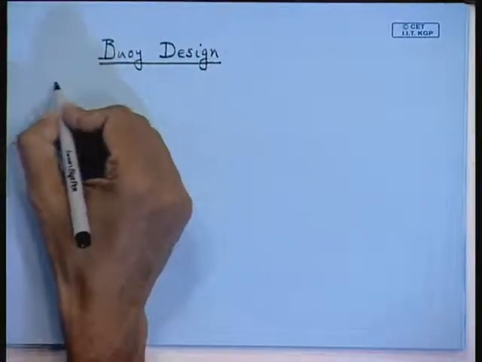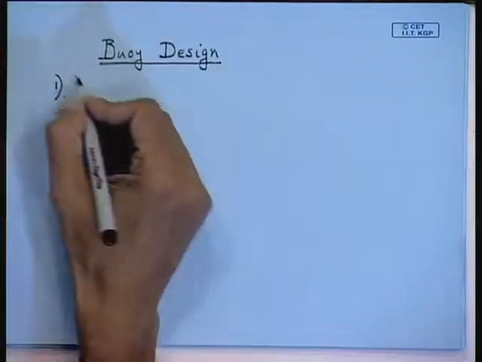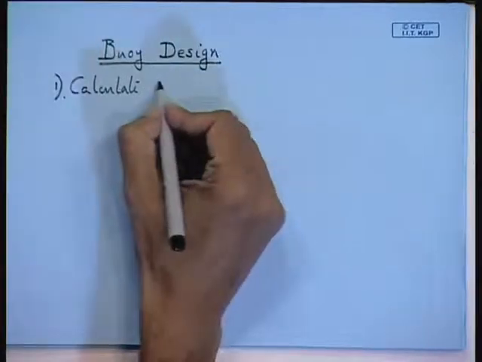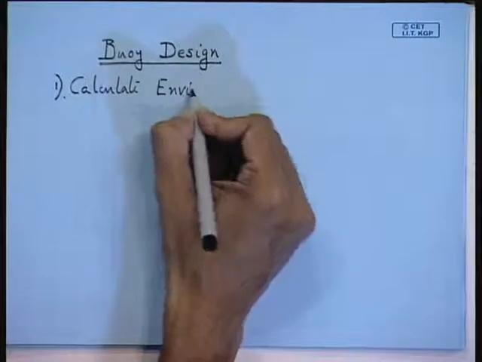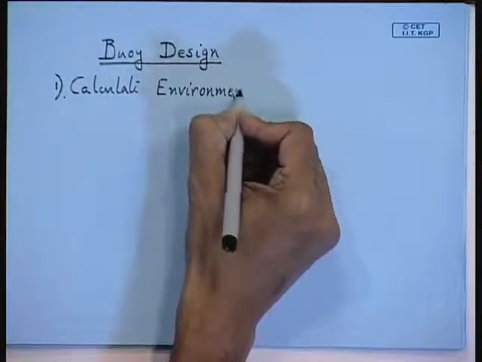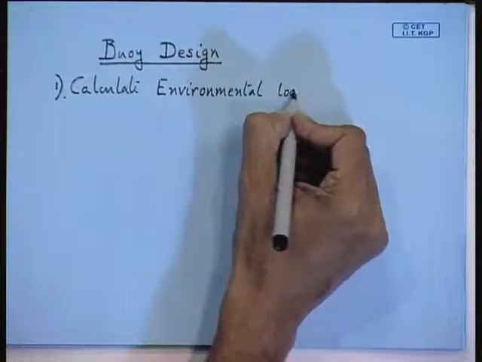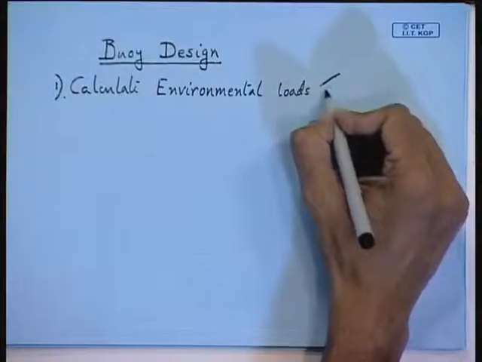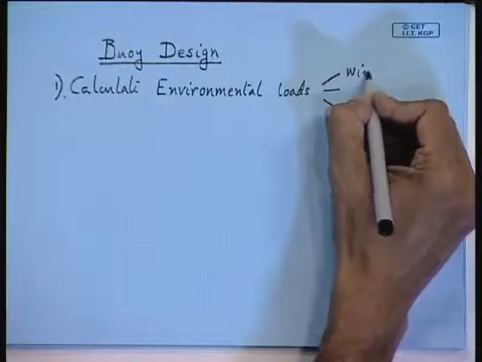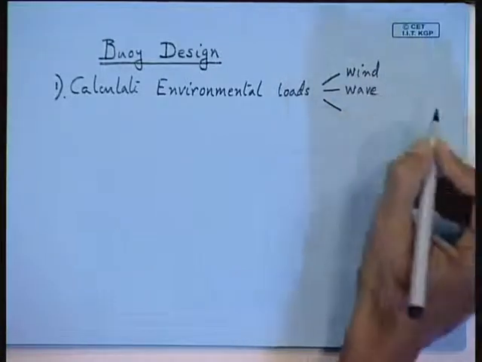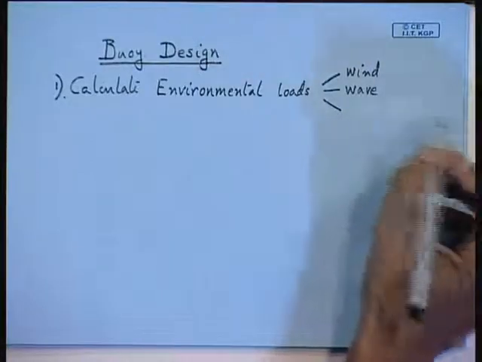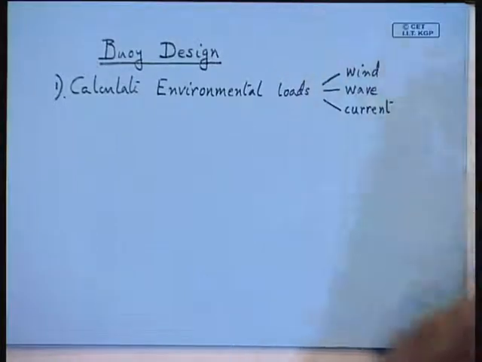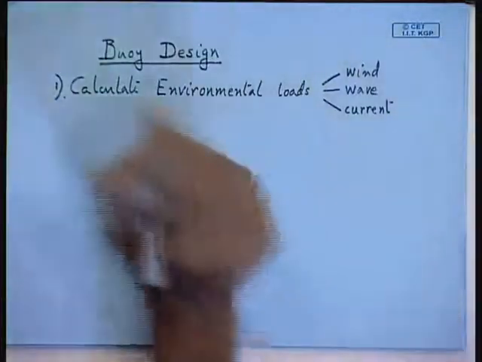But how are you going to design? So, first thing, as in any offshore structure or any structure for that matter, calculate environmental loads. This you have to get from your wind, waves and current. So, whether it be your tension leg platform or semi-submersible, even for these smaller buoys, your environmental load calculation is a must. You have to find out the forces from wind, wave and current. This is the first job.